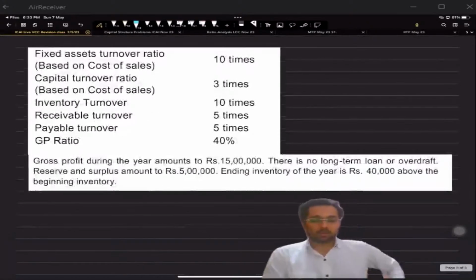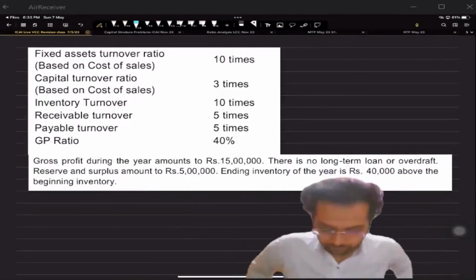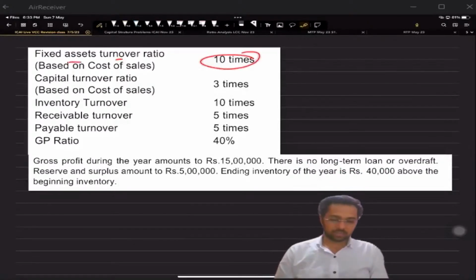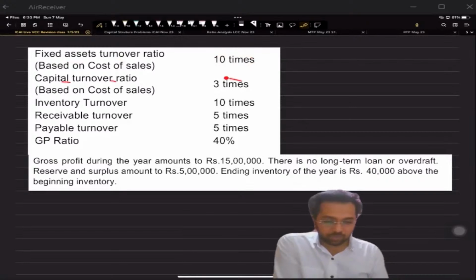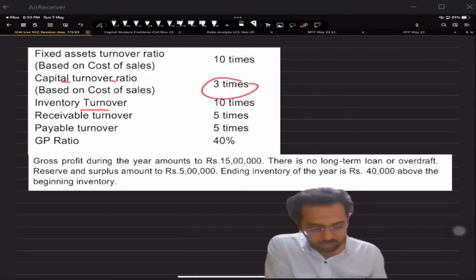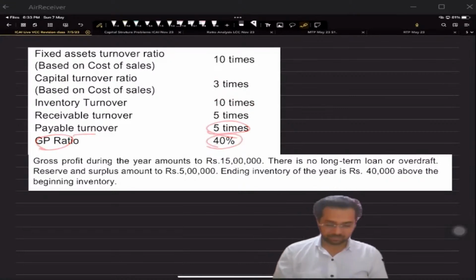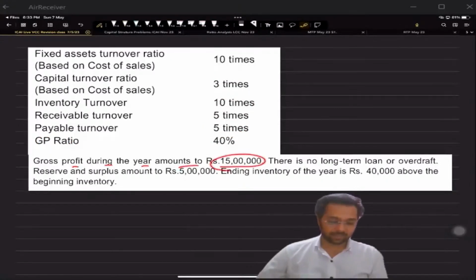Okay, look at this question. Fixed assets turnover ratio is given as 10 times. Capital turnover ratio is 3 times. Inventory turnover is given as 10 times. Receivables turnover is 5 times. Payable turnover is 5 times. GP ratio is 40%. And gross profit during the year amounts to 15 lakhs.